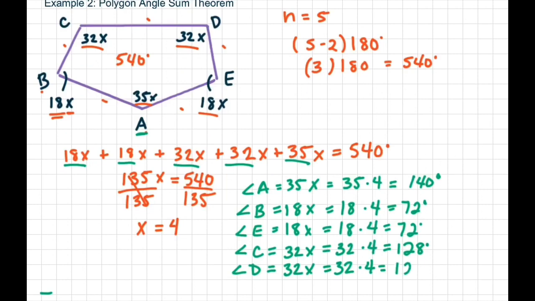Okay, so that would be finding each angle using the angle sum theorem. However, if you want to double check everything just to make sure, all of these numbers right here have to be able to add up to 540 to make sure that everything is correct. So if I do it really quick and I say 140 plus 72 plus 72 plus 128 plus 128, and it equals 540.